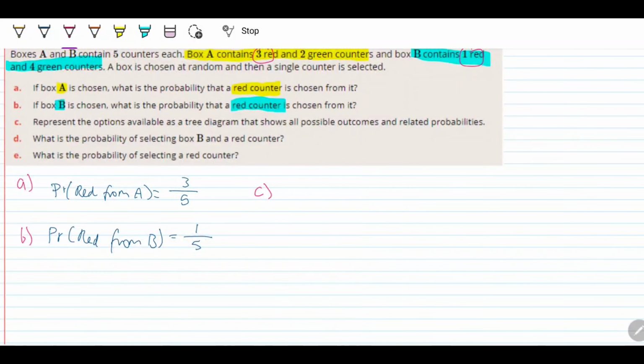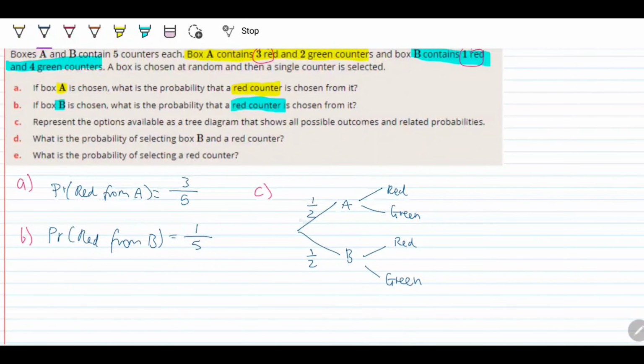In part C, represent the options available as a tree diagram that shows all possible outcomes and related probabilities. To draw this tree diagram, we know that there are going to be 2 boxes, box A and box B. It says in the question, you can only get red or green counters. So assuming that the probability to obtain box A or B is going to be equal, that means to get to box A or B, this must equal to half. From box A, we know there are only red counters and green counters. The same can be said for box B. So 1 red, 1 green.